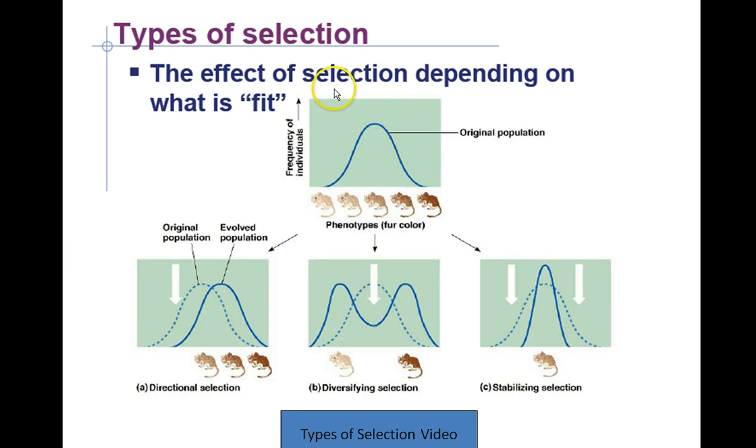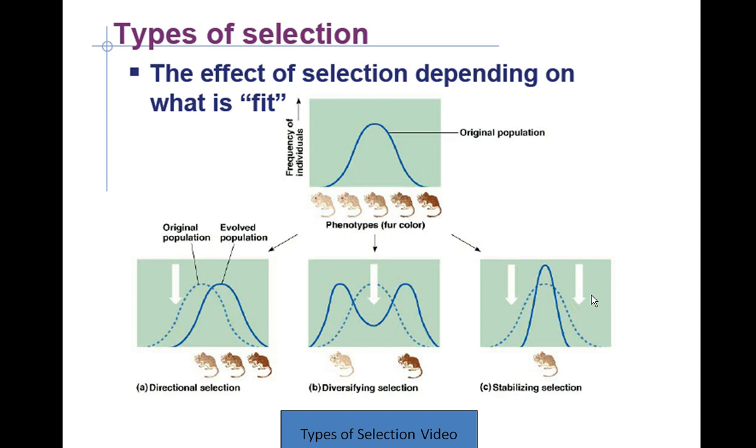The second type of selection is called diversifying selection. In diversifying selection, we select for the extremes. For example, if we have a population of mice, and in the case of the rock pocket mouse, we have very light-colored environments and very dark-colored environments. The average phenotype or physical appearance of the mouse is not selected for. So in diversifying selection, we're selecting for the extremes, but not for the average. And an example would be the rock pocket mice.